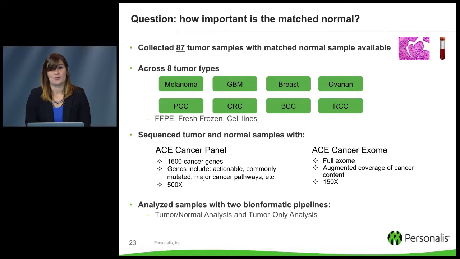So we set out to answer this question: how important is the matched normal? To do this, we collected 87 tumor samples where a matched normal sample was available, either blood, adjacent normal, or both. These samples ranged in tumor type from melanoma to renal cell carcinoma, and in sample type with fresh frozen, FFPE, and some cell lines in the mix. We sequenced these samples using the two assays I've described, the ACE cancer panel and the ACE cancer exome. And sequencing data from each sample was then analyzed using two bioinformatic pipelines, our tumor-normal analysis and our tumor-only analysis.